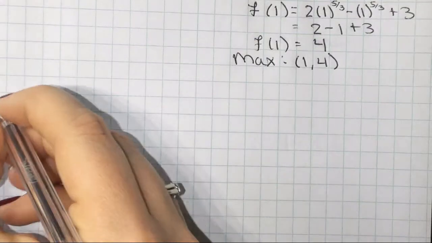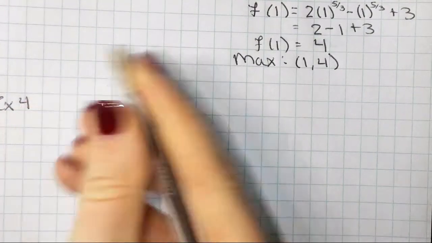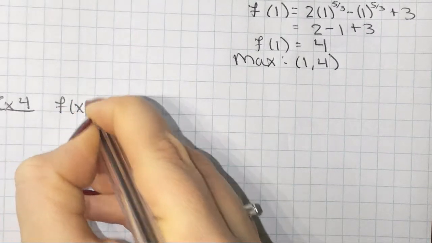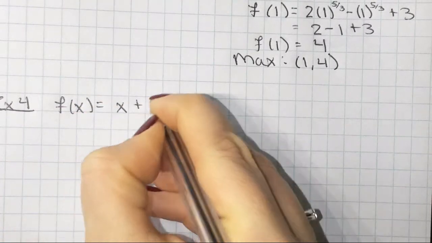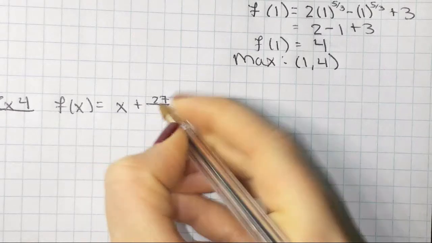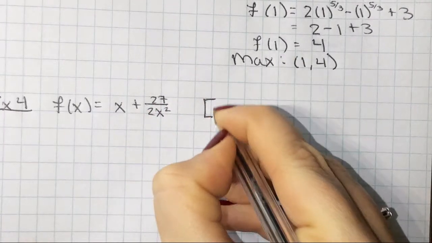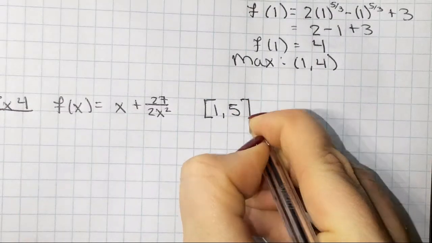Let's do example 4. Now we have 2 more examples. So, example 4. Let's have f of x equal x plus 27 over 2x squared on the interval included 1 to 5. Okay.